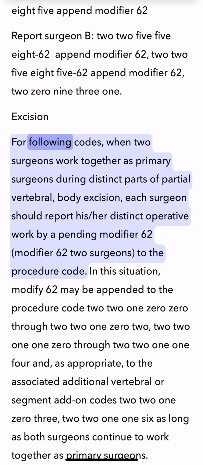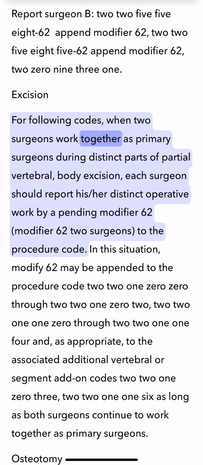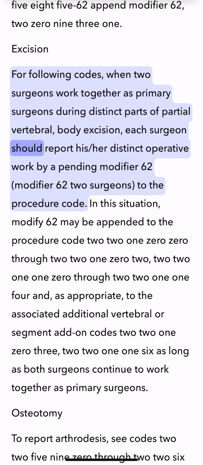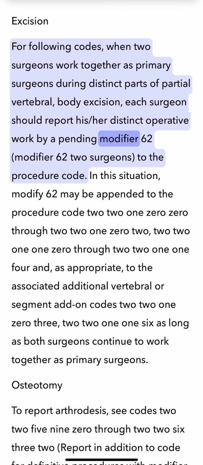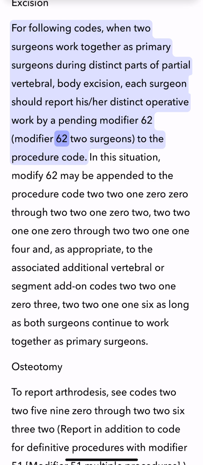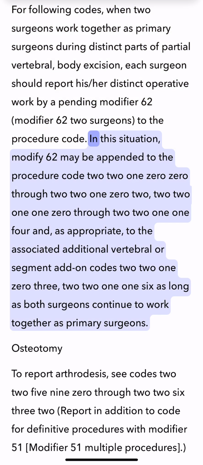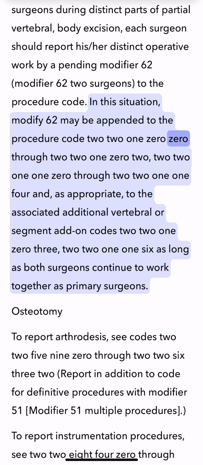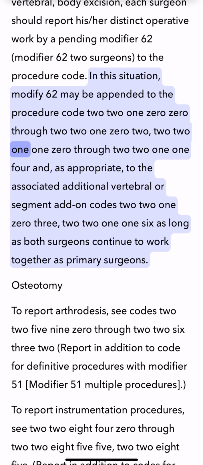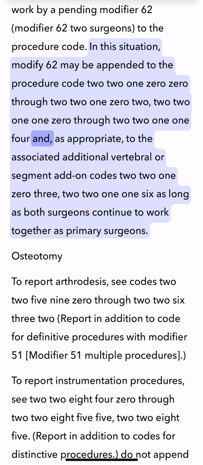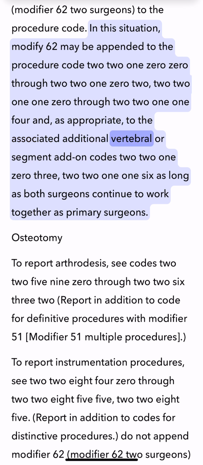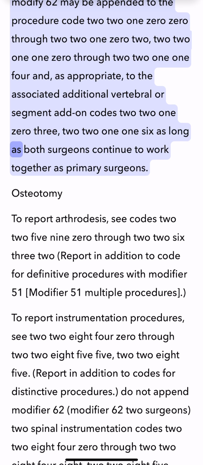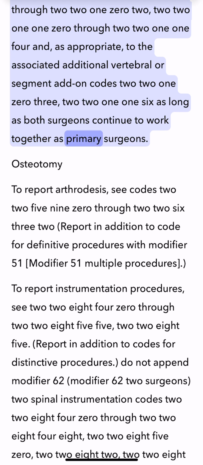20931. Excision. For the following codes, when two surgeons work together as primary surgeons during distinct parts of partial vertebral body excision, each surgeon should report his/her distinct operative work by appending modifier 62, modifier 62 two surgeons, to the procedure code. In this situation, modifier 62 may be appended to the procedure code 22100 through 22102, 22110 through 22114 and, as appropriate, to the associated additional vertebral or segment add-on codes 22103, 22116 as long as both surgeons continue to work together as primary surgeons.